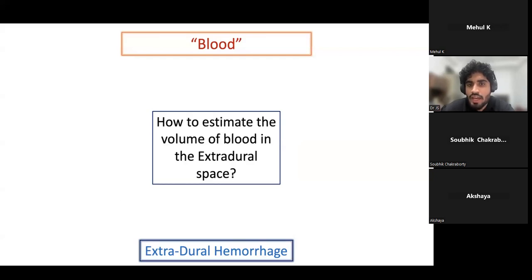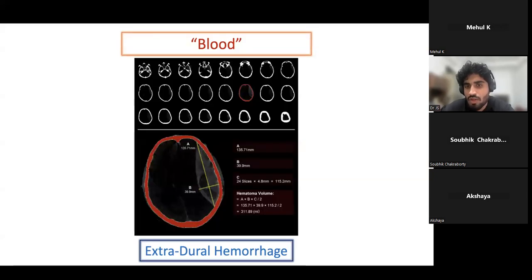How do we estimate blood volume? There is a validated study formula, and this is an easy one. Volume is three-dimensional for any bleed, so we look at length, breadth, and height. Similarly here, we look at the maximum length, and we take a perpendicular to that, where there is a maximum width. This is the horizontal part, so the X and Y axes are completed.